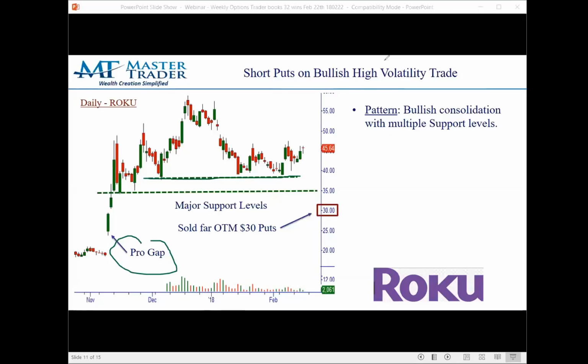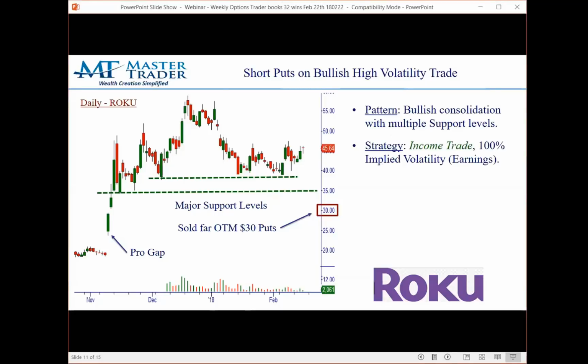So we sold this, and we very selectively hold short options over earnings. It has to be a compelling pattern like this, or it has to be something that we don't mind taking assignment at the improved cost basis. This had 100% implied volatility because we knew that we were selling an option where the expiration was after earnings.